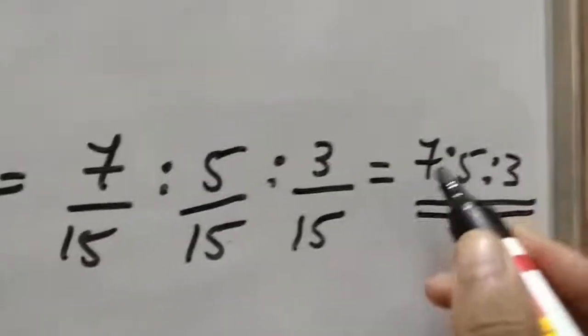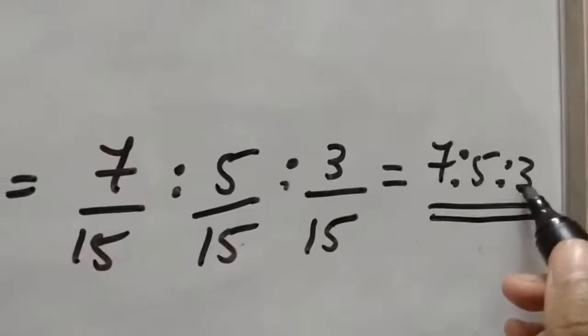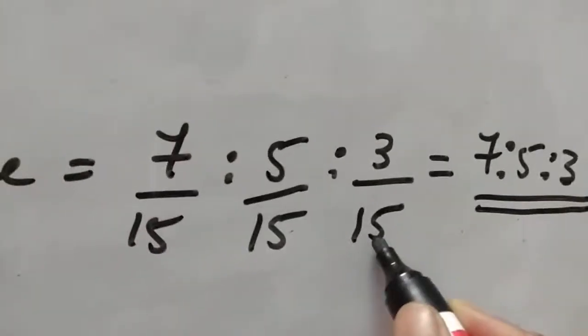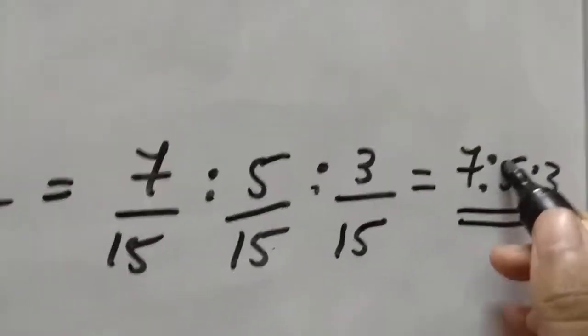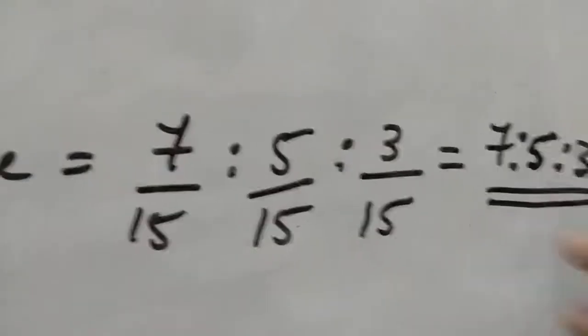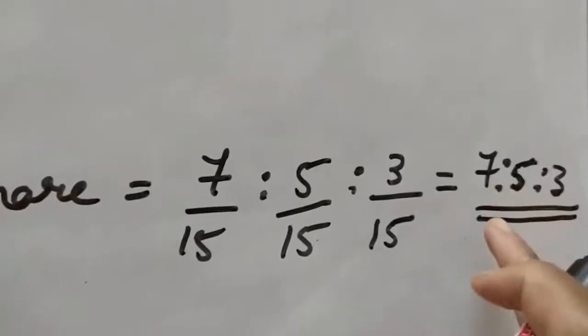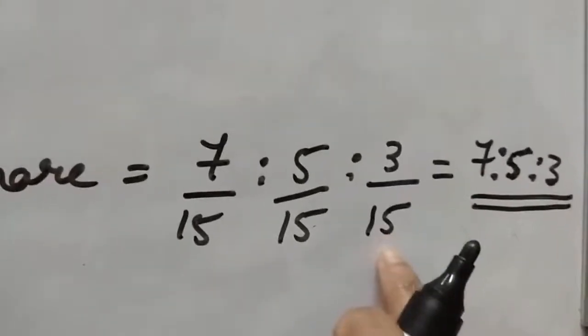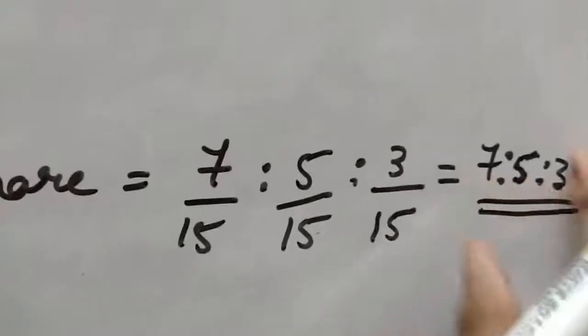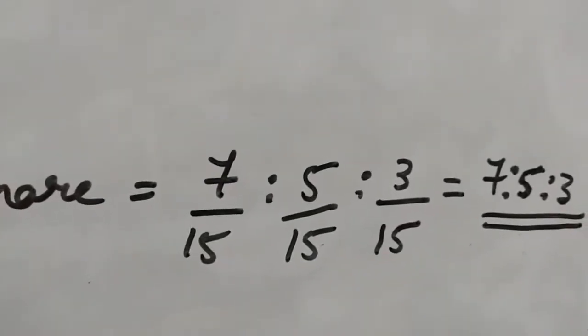Now just observe the total of this. 7 plus 5 is 12 plus 3 is 15, which is equal to the denominator. So this is the only way you can try finding out whether your answer is right or not, because when it is the new ratio, the denominator will always be equal to the total of the numerator. Clear? So just observe once.